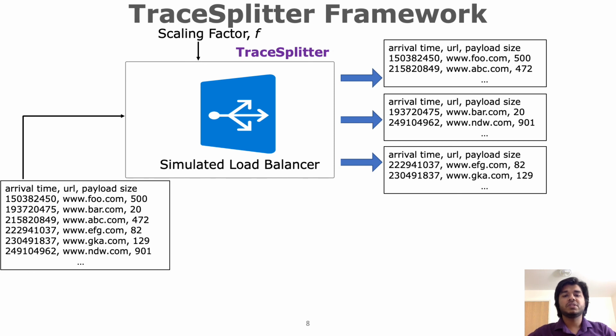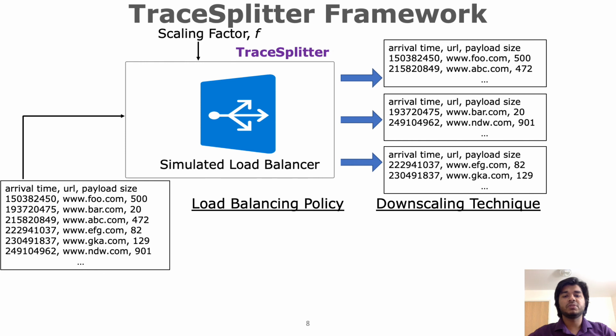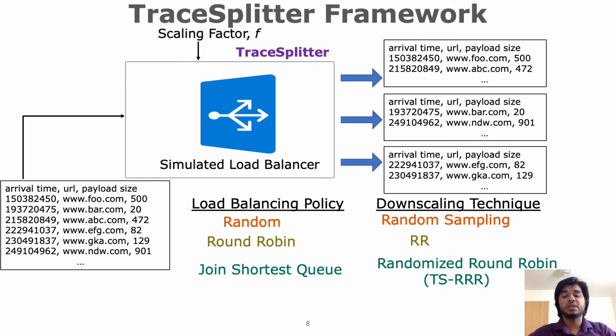Our new framework for downscaling gives us several downscaling approaches borrowed from the load balancing policies. For example, we can use random load balancing for randomly downscaling traces, which is equivalent to the existing random sampling approach. The round-robin load balancing policy would result in deterministic sampling for downscaling. In this approach, at each round, it distributes the requests among the downscaled traces in a deterministic manner. Another load balancing technique, join shortest queue, can be translated to randomized round-robin, where at each round, the requests are distributed in a random manner. This approach minimizes the skewed behavior in RR resulting from deterministic patterns.